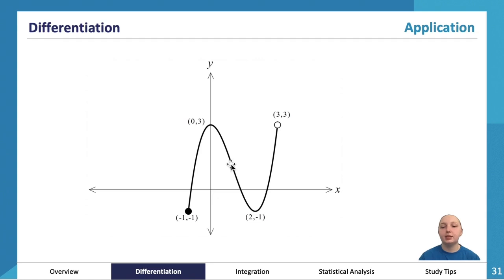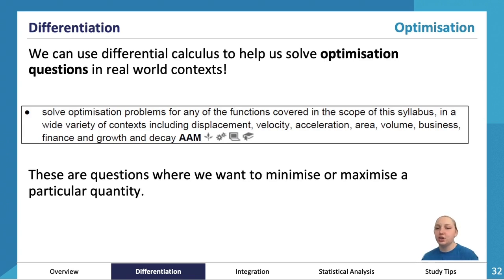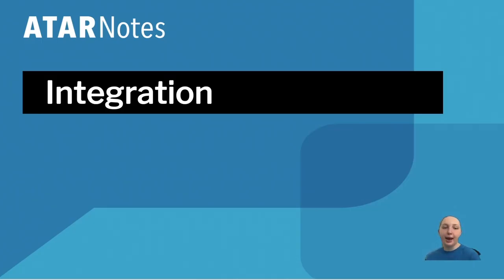You'd also want to keep that (1, 1) there, but you've learnt about where your maximums and your minimums are. So we've plotted each of those in, and you always want to find where you start and where you end as well. Then you can use your differentiation to help you solve optimization questions in real world contexts. These are just when you want to maximize or minimize a particular quantity. It is all just about finding maximums and minimums. So that is differentiation for you.